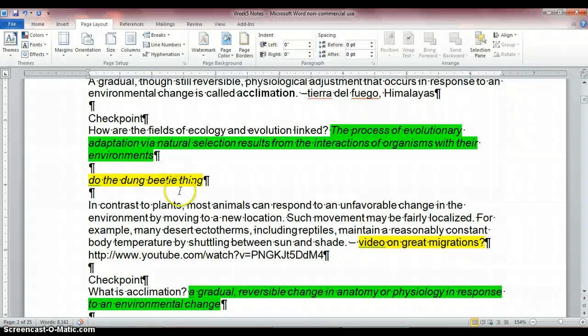They make me happy. Okay, so in contrast to plants, most animals can respond to unfavorable change in the environment by moving to a new location. Some plants do weird things like this, but it's pretty much just an animal thing. Such movement may be fairly localized. For example, many desert ectotherms, including reptiles, maintain a reasonably constant body temperature by shuttling between the sun and the shade, right? And here's a good video on migrations.